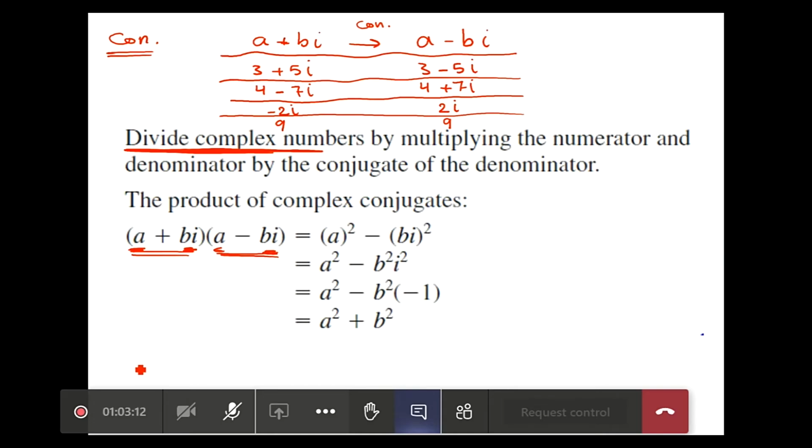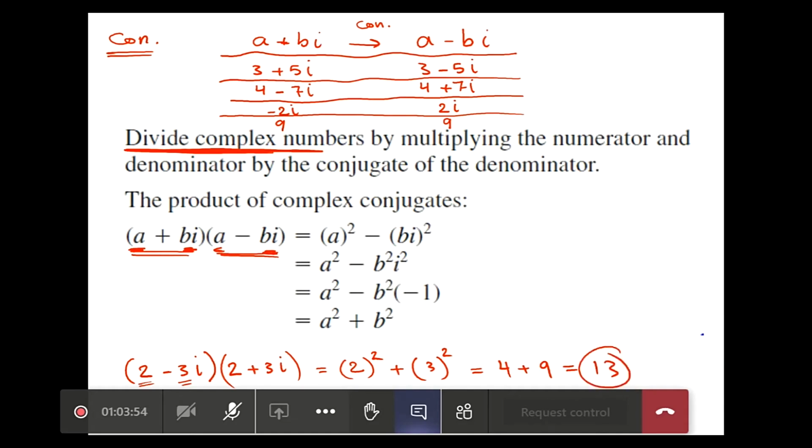For example, if we multiply the number 2 minus 3i, what's the conjugate of 2 minus 3i? This is 2 plus 3i. After multiplying, this equals what? This equals the first square plus, always a plus, the second square, 3 square, or negative 3. After squaring, this is positive. Okay, so we have 4 plus 9 equals 13.